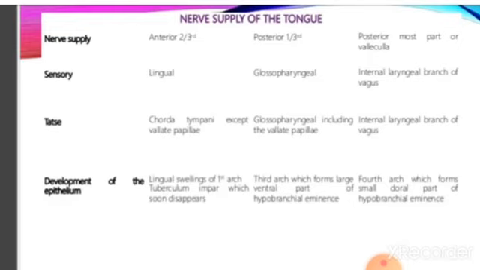Development of the epithelium: lingual swelling of the first arch and tuberculum impar, which soon disappears. Now the posterior 1/3 is supplied by the glossopharyngeal nerve including the vallate papillae, and the third arch forms a large ventral part of the hypobranchial eminence. Next, the last is the posterior most part of the vallecula.